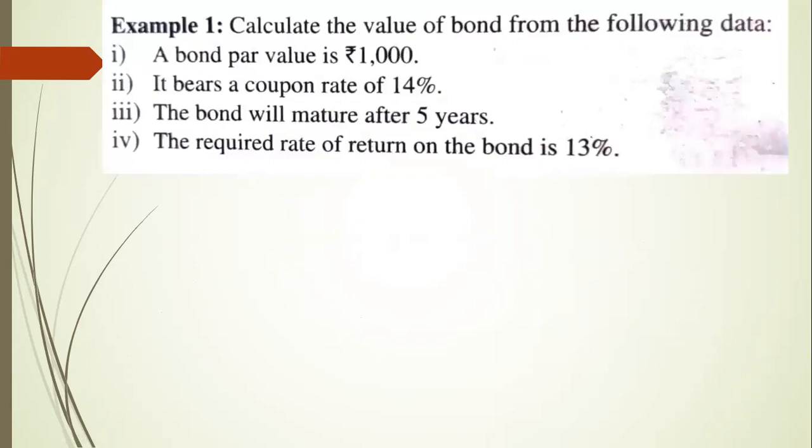Calculate the value of the bond from the following data. The bond par value is rupees 1000, the coupon rate is 14%, and the bond will mature after 5 years. The required rate of return on the bond is 13%. So let's solve this.